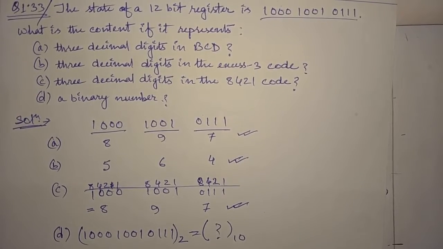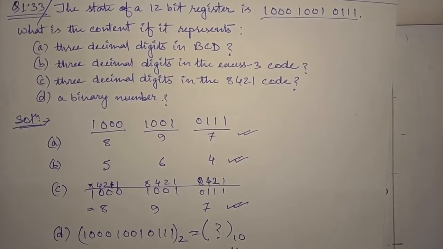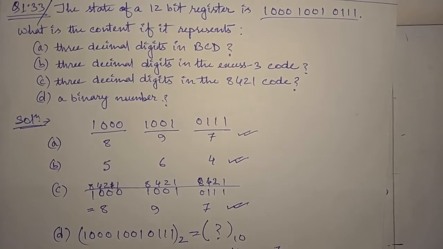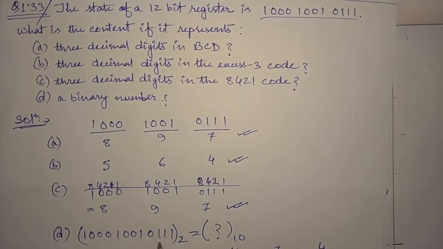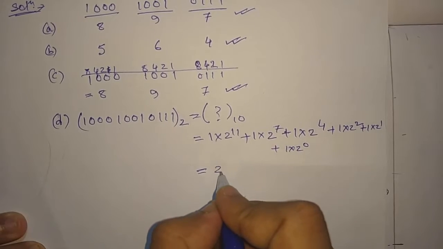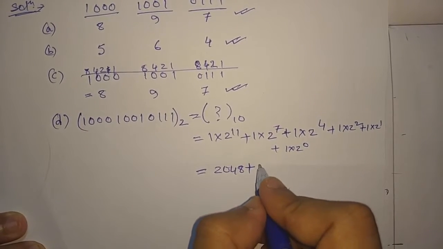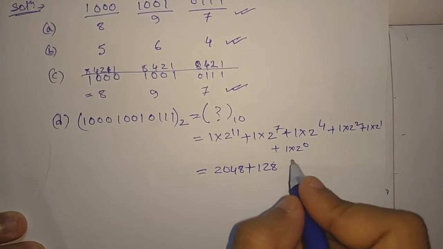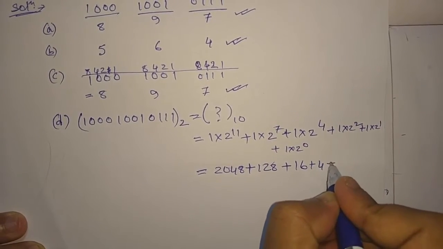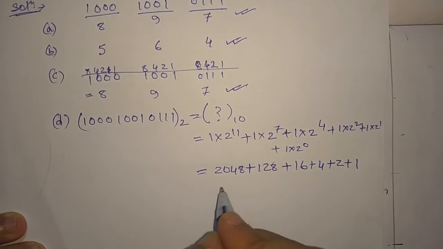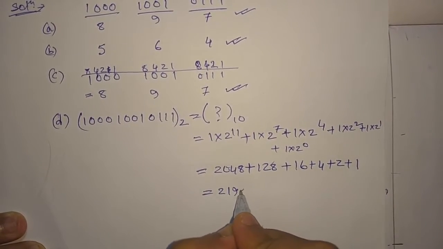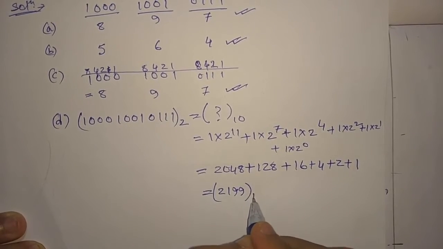So it is 1 into 2 to the power 11, plus for this 1 into 2 to the power 7, plus 1 into 2 to the power 4, plus 1 into 2 squared, plus 1 into 2 to the power 1, plus 1 into 2 to the power 0. So we get 2048 plus 128, since 2 to the power 7 is 128, plus 16 plus 4 plus 2 plus 1. So the answer is 2199. This is the decimal number.